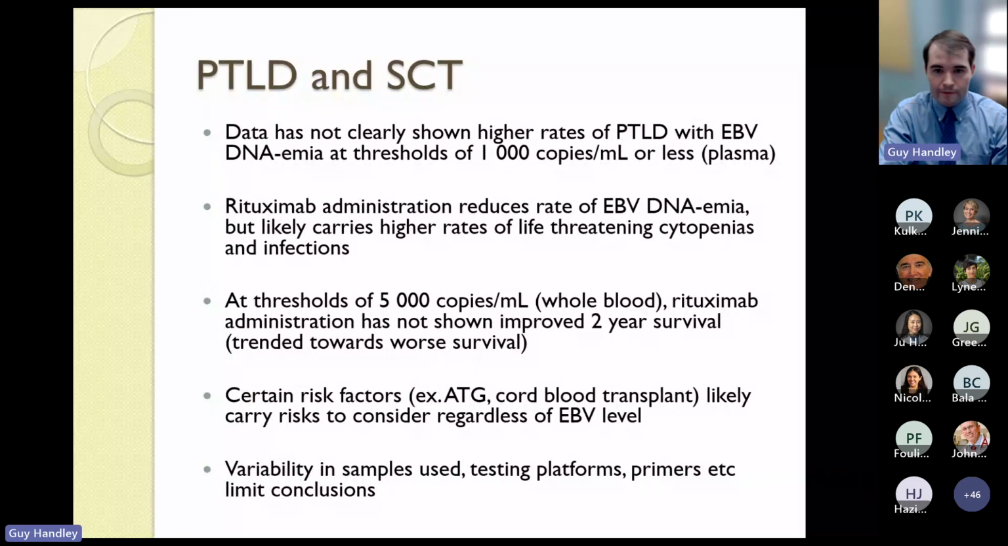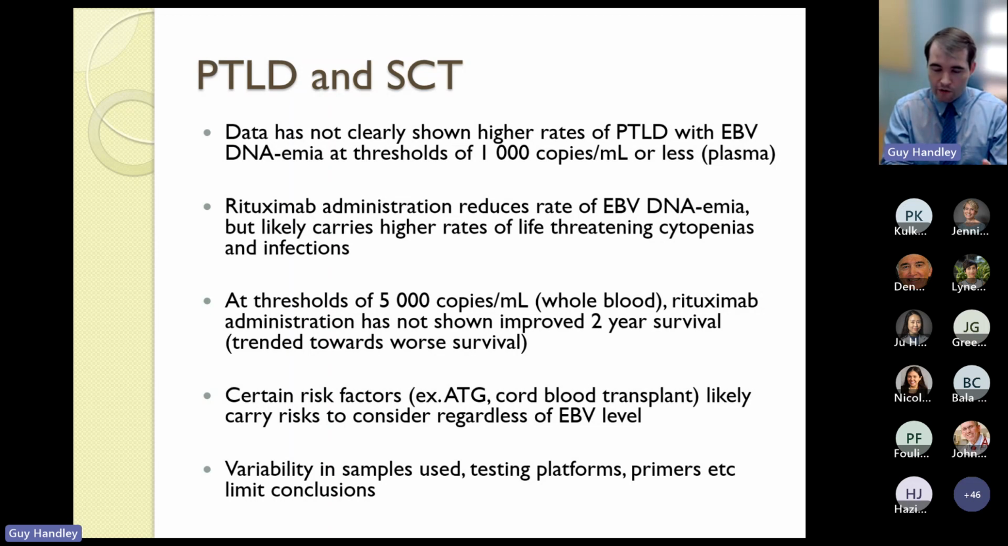And so, in summary for stem cell transplant, there's no clear data that thresholds of 1,000 or less are associated with higher rates of PTLD. There's a lot of risk with rituximab, and we have to be cognizant of that when we're administering it to patients. At thresholds of 5,000 copies per mL for stem cell transplant, rituximab didn't seem to have an improved 2-year survival. Now, that last one I showed you was in plasma, so assuming you might have a higher level, it's not standardized to whole blood, right? It's plasma versus whole blood.